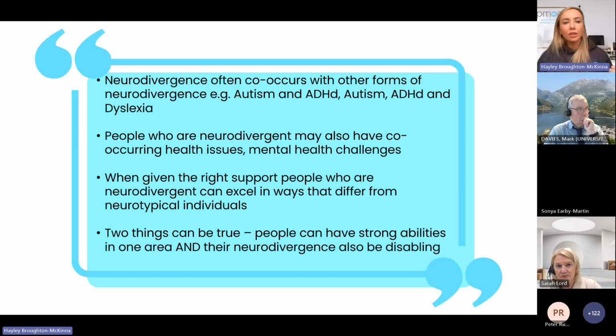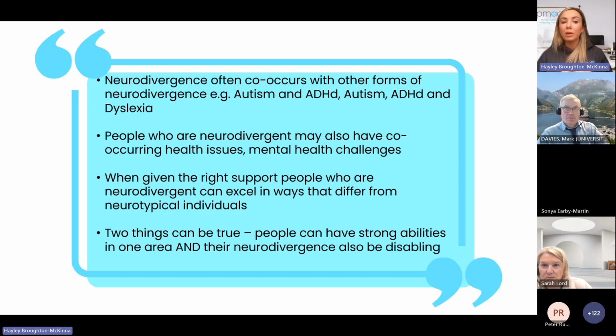So like I said, neurodivergence often co-occurs with other forms of neurodivergence, and we also see lots of comorbidity with other challenges like co-occurring health issues, gastrointestinal disorders, for example, chronic fatigue, fibromyalgia, as just a few examples. And again, we're also more likely to have co-occurring mental health challenges alongside this.